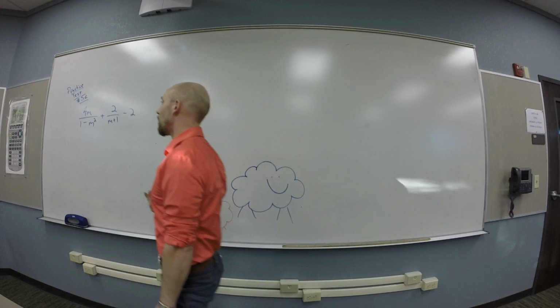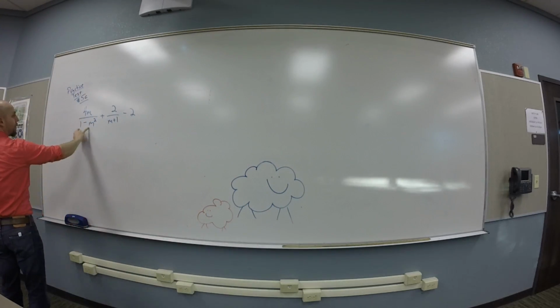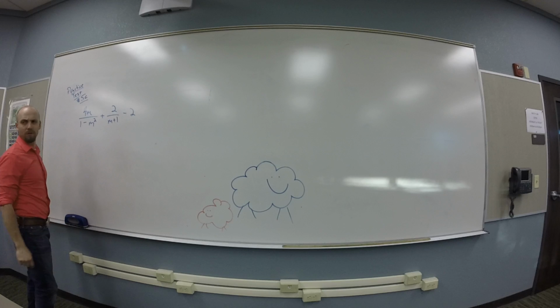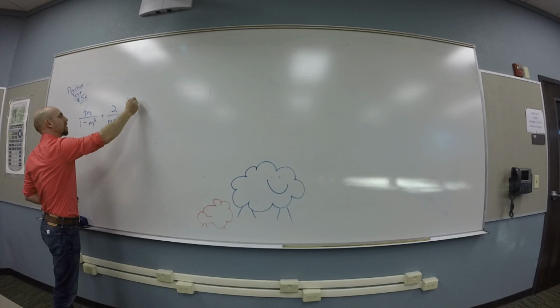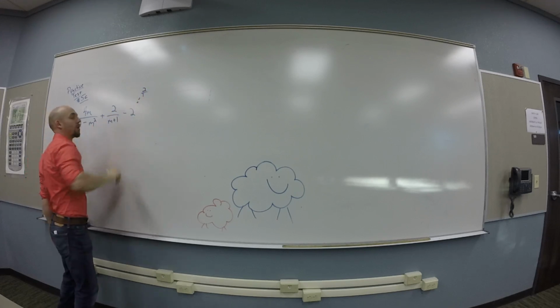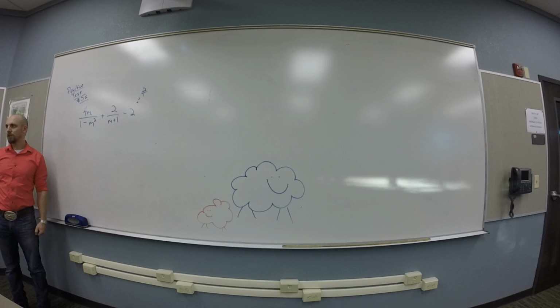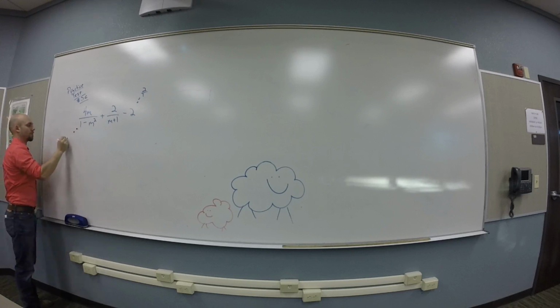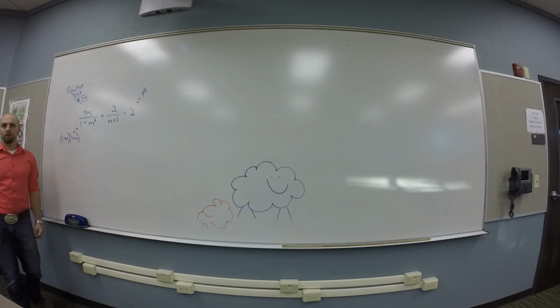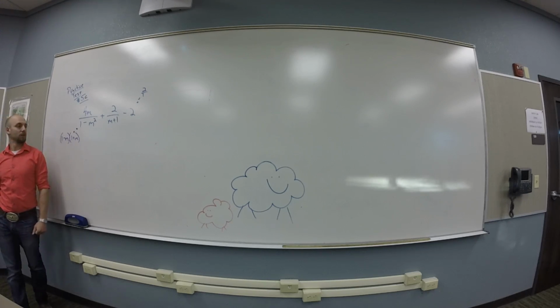So I should look at these and wonder what's the common bottom between 1 minus m squared, m plus 1, and what's the bottom on this one? Just 1. So this one I might think of as 2 over 1, just for safekeeping. So what's the common bottom? 1 minus m times 1 plus m. Isn't that a difference of squares?